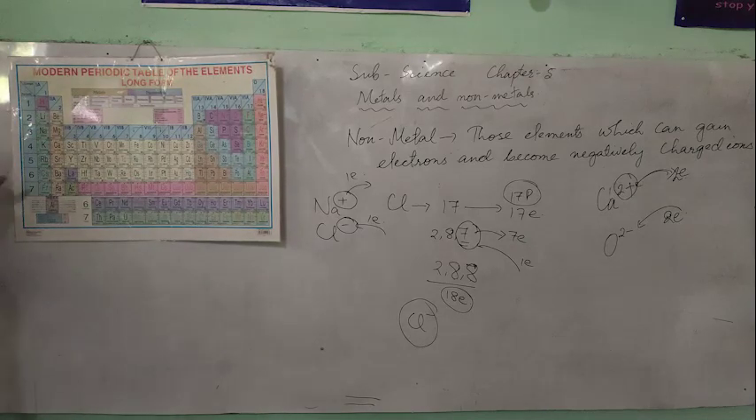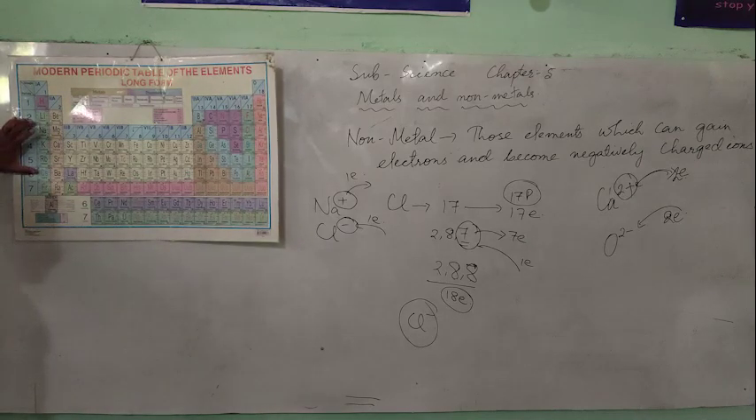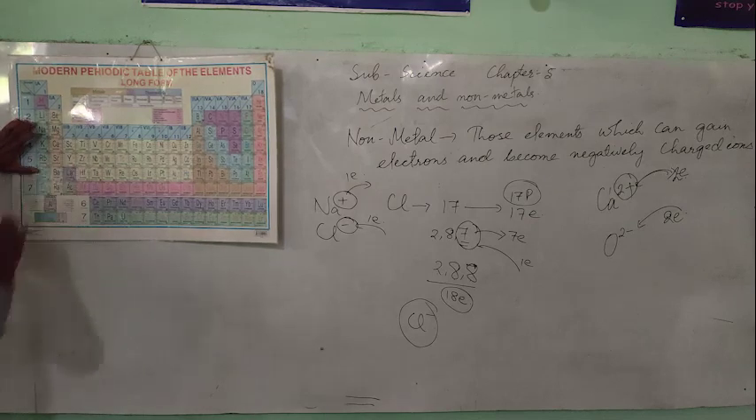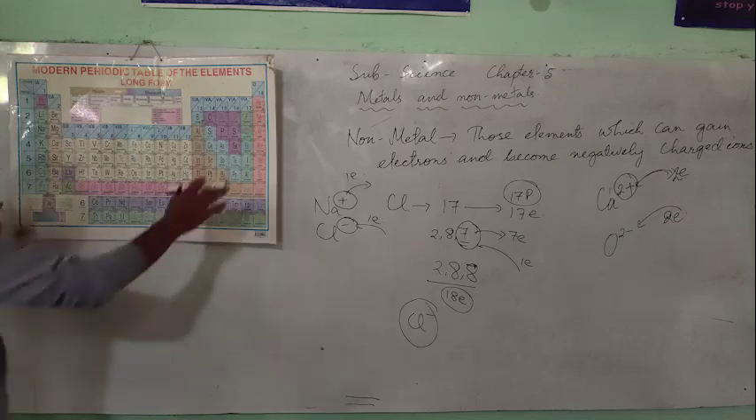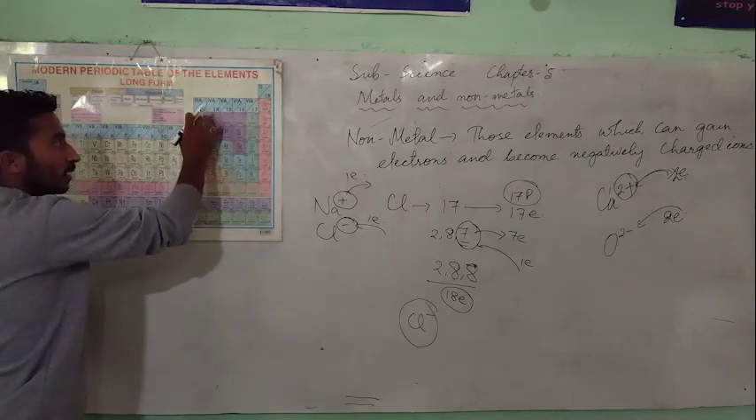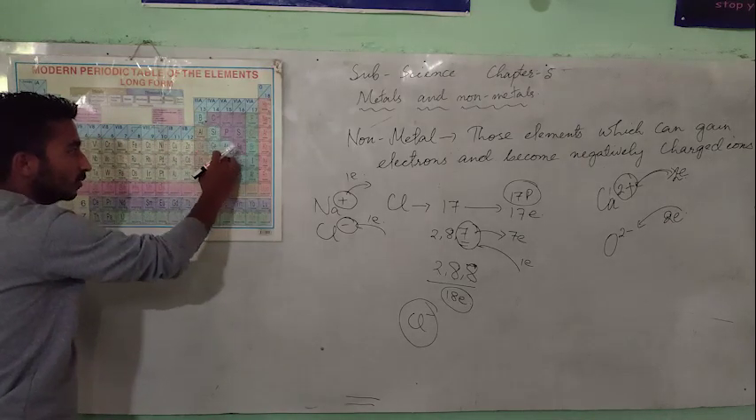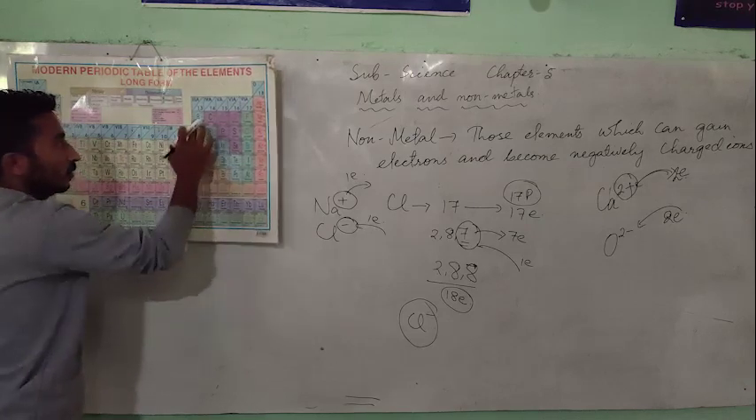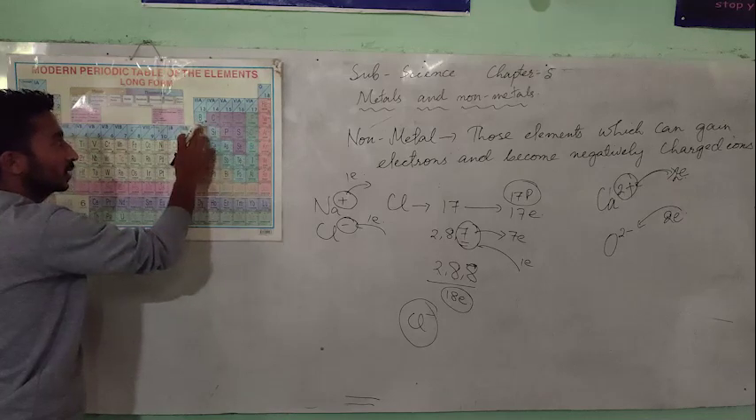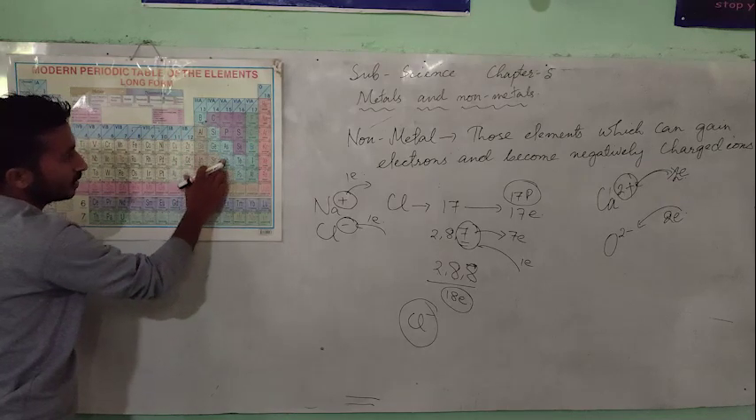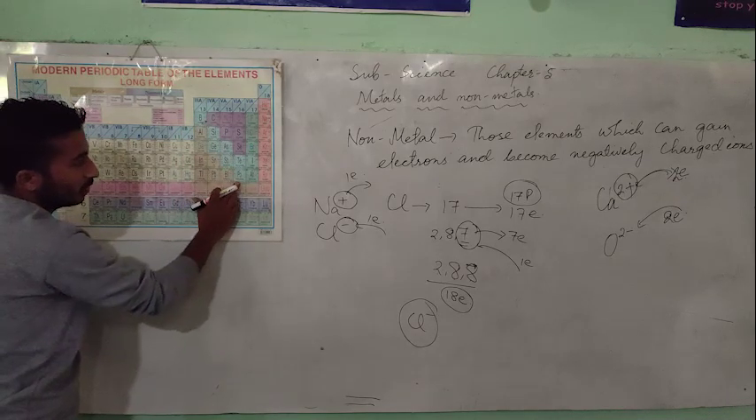Metals are found on the extreme left side of the periodic table. Non-metals are found on the extreme right side of the periodic table. In between metals and non-metals, you will see one zigzag line formed by some of the elements. They are all metalloids. This includes boron, silicon, germanium, arsenic, antimony, tellurium, and polonium.